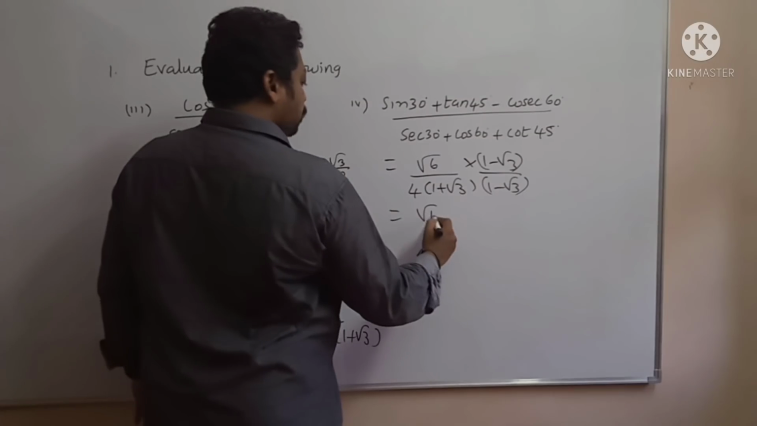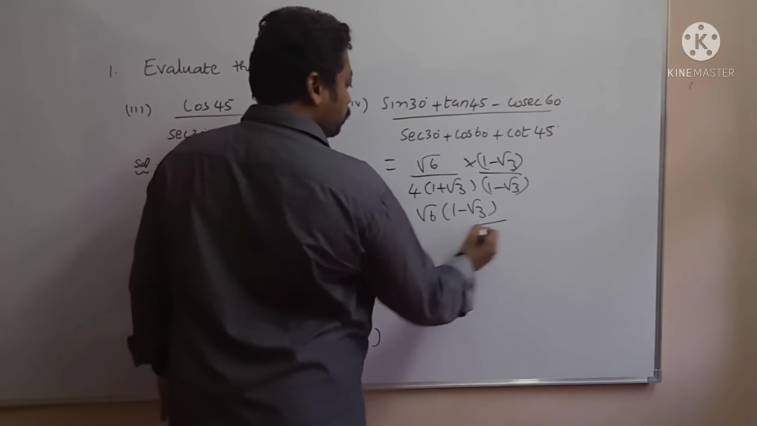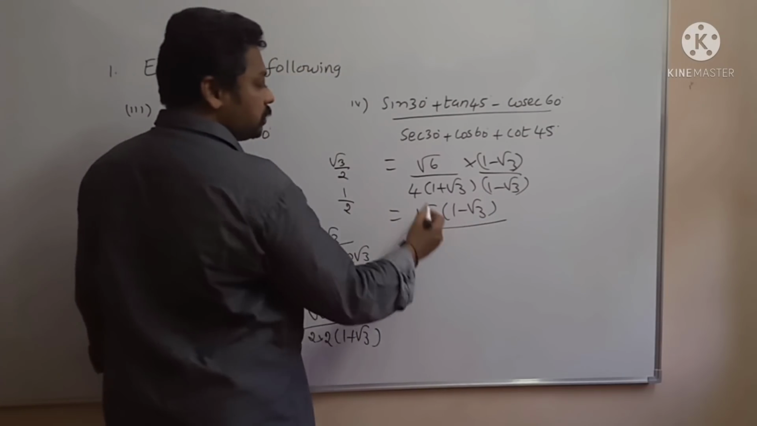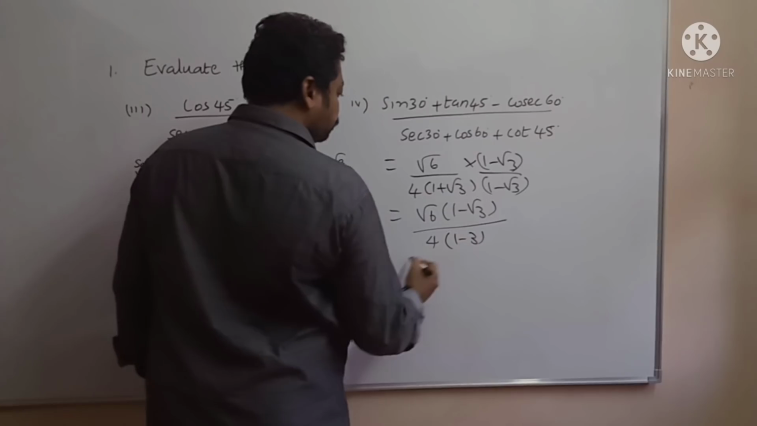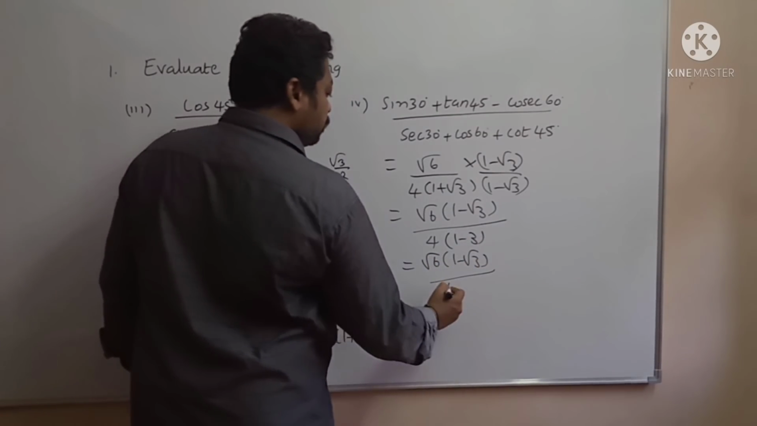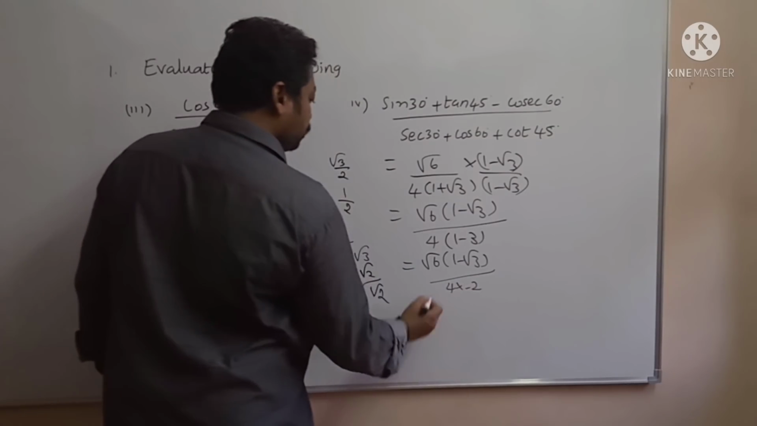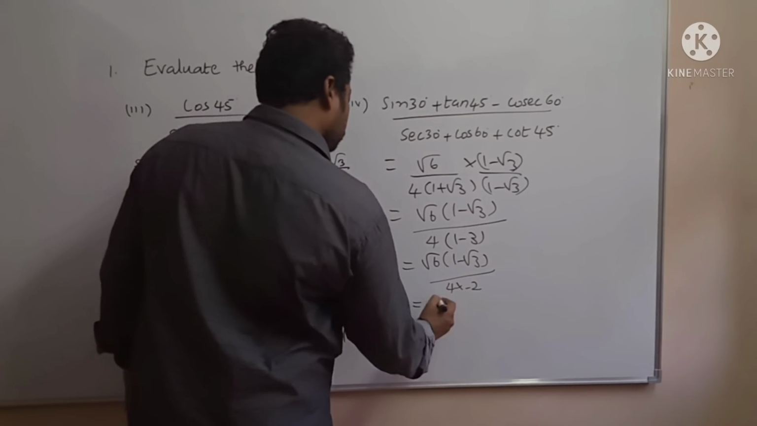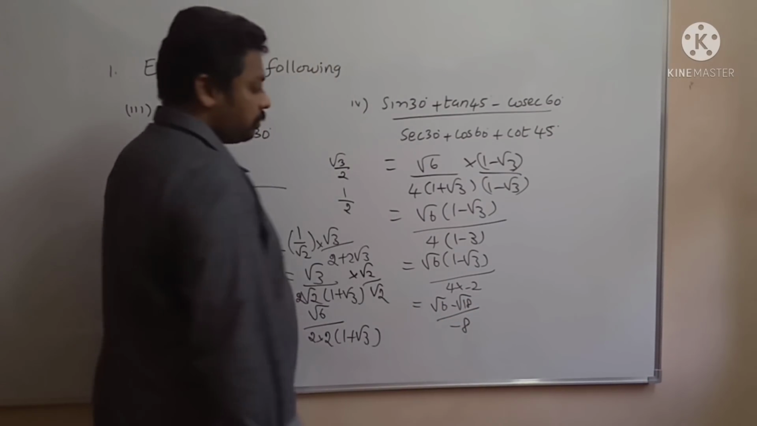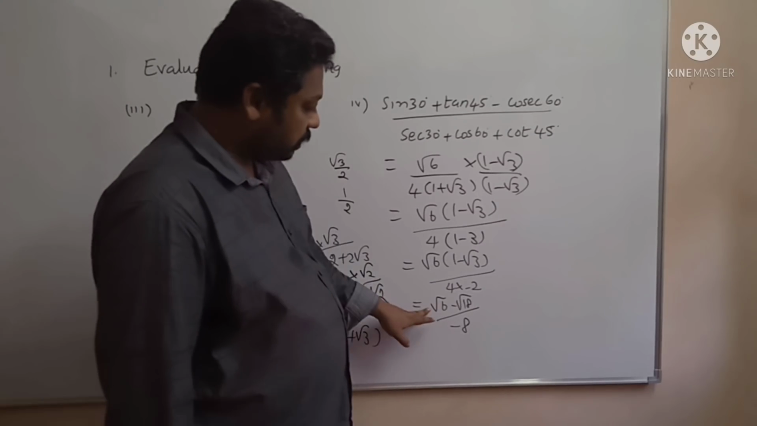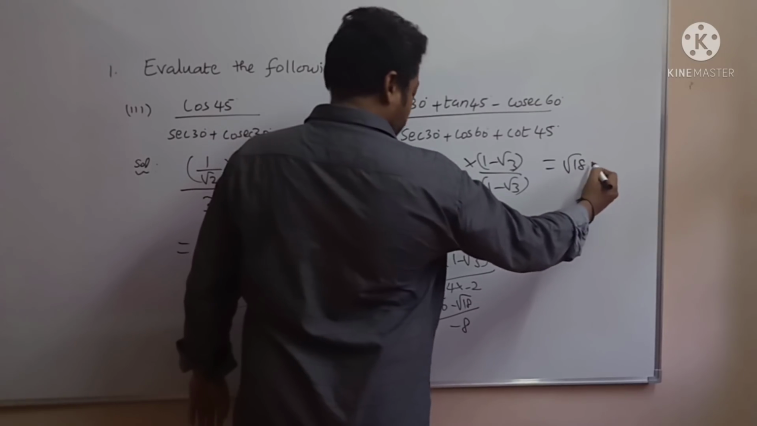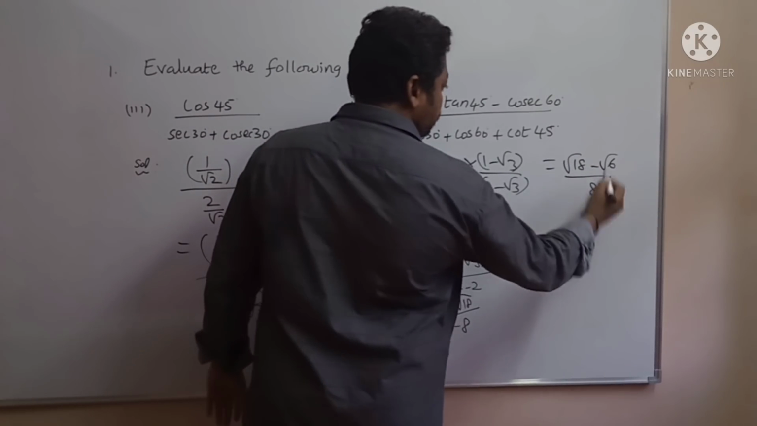So root 6 into 1 minus root 3 whole divided by 4 into, so a plus b into a minus b, a square minus b square, so 1 minus 3. So that is equal to root 6 into 1 minus root 3 divided by 4 into minus 2, right? So you can multiply this inside, so root 6 minus root 18 divided by minus 8. Since we get minus here, we can insert it in the numerator, so that is equal to root 18 minus root 6 divided by 8.